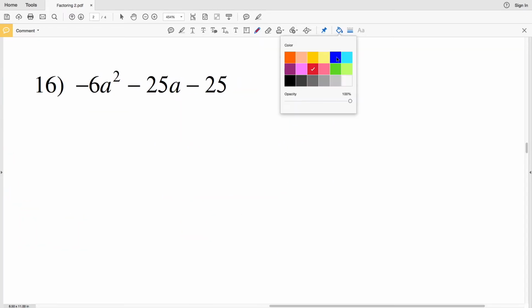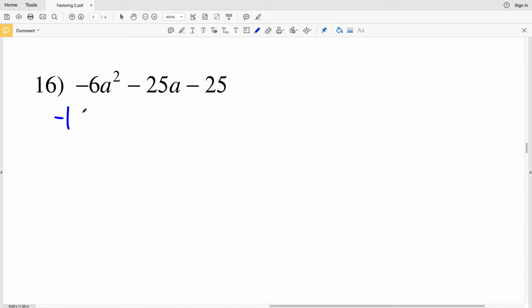And number 16, I'm actually going to start by pulling out a negative 1. So if I pull out a negative 1, or a negative, I'll get 6a squared plus 25a plus 25. So now I have positive numbers to work with. I just have to remember that I pulled that negative out at the start.